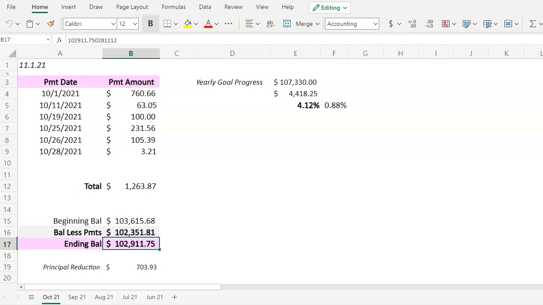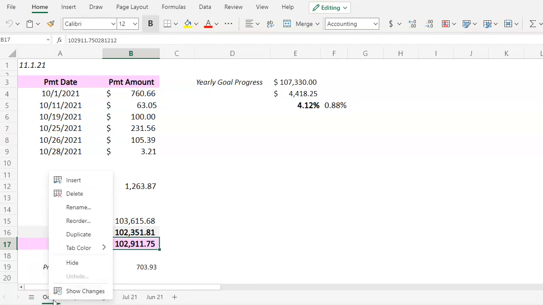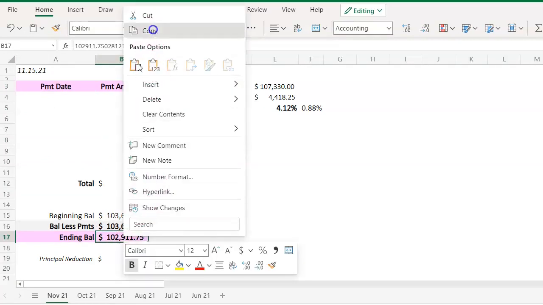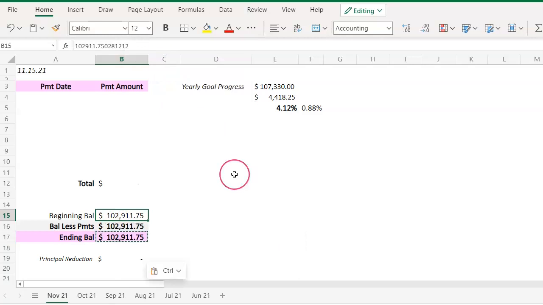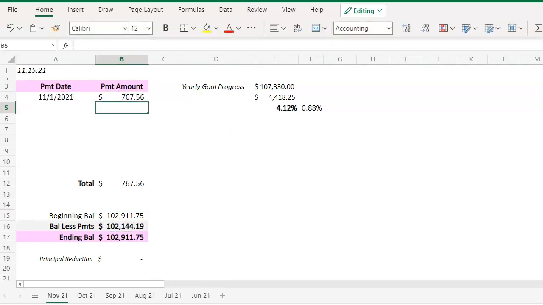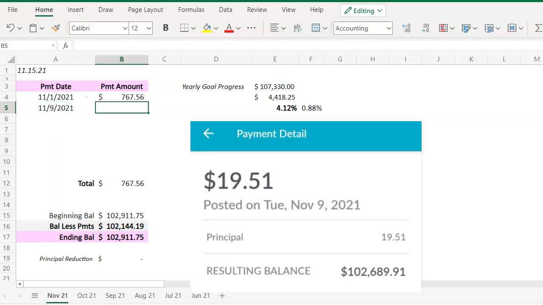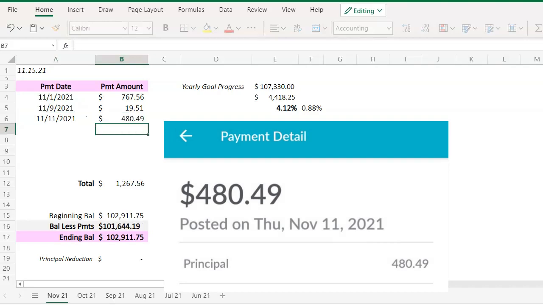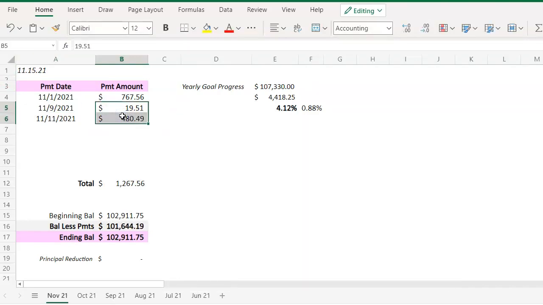I am going to create a new worksheet. I'm going to copy this ending balance up. And here we go. On the first, I made my regularly scheduled mortgage payment. On the ninth, I made a payment of $19.51. And on the 11th, drop that hammer, $480.49. That adds up to $500, friend.